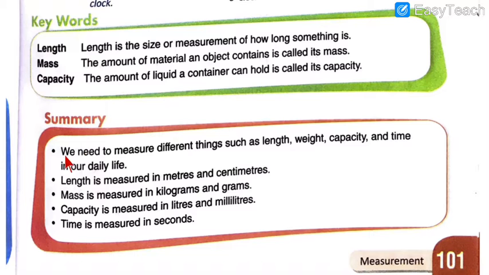So summary points are: we need to measure different things such as length, weight, capacity and time in our daily life. Length is measured in meters and centimeters. So meter is for the long measurement, centimeter for the small ones. Remember, meter is used for long, big, high and low. So these two are the units for length. Mass is measured in kilograms and grams. Again, kilograms is used for heavy weight measurement, grams for light weight measurements. Capacity is measured in liters and milliliters. Again, liters are bigger than milliliters.